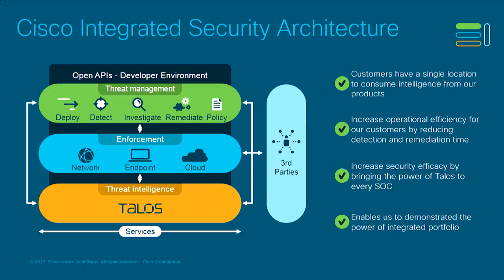The Cisco Integrated Security Architecture helps bring all of this together. All of it is underpinned by Talos, Cisco's global threat intelligence organization. Then we have enforcement capabilities at the network, the endpoints, and the cloud layers. And we have threat management capabilities that allow us to deploy quickly, detect threats, investigate and remediate those threats, and update our policies as needed. All of this is API driven, and therefore all of it can tie into third-party tools and offerings as well.